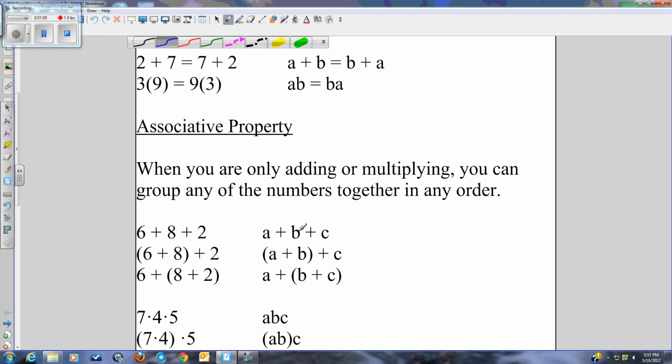Same is true with variables. If you have a plus b plus c, it doesn't matter if you add the a and b together first and then add the c, or add the b and c together first and then add the a. Any of the orders are fine.